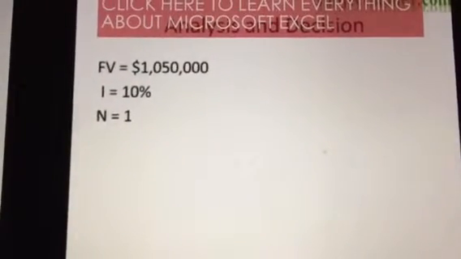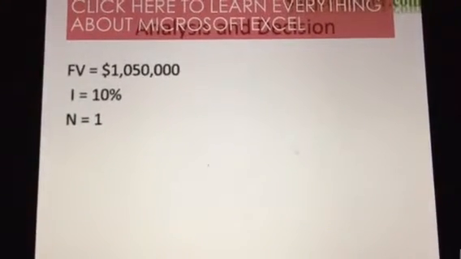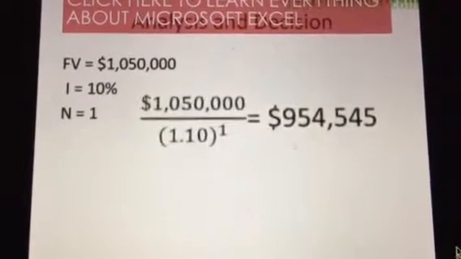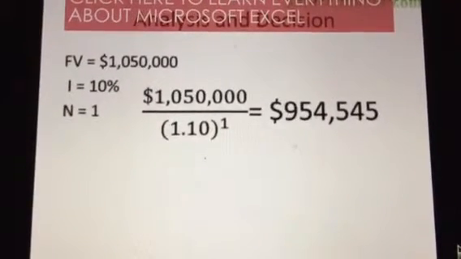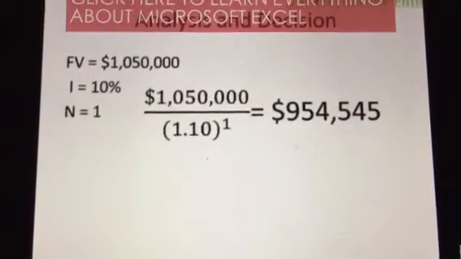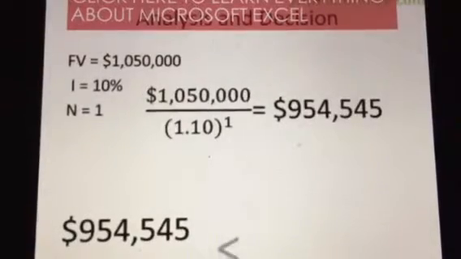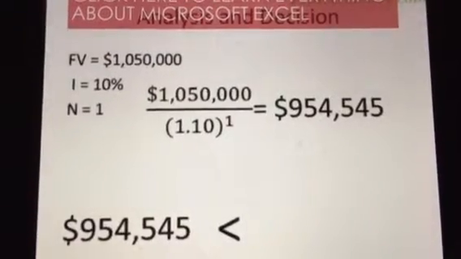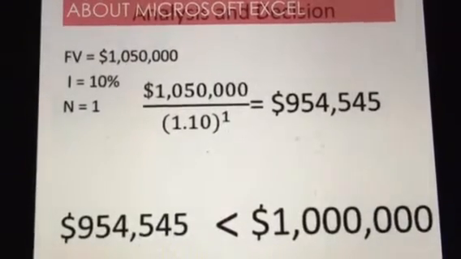We have the future value of $1,050,000. We have our discount rate of 10% and our number of periods, which is only 1 year. When we plug these into the present value equation, you can see that the present value of receiving $1,050,000 in 1 year is worth $954,545. That's $45,455 less than $1 million. With this analysis, you should choose the $1 million now, instead of the $1,050,000 in the future.